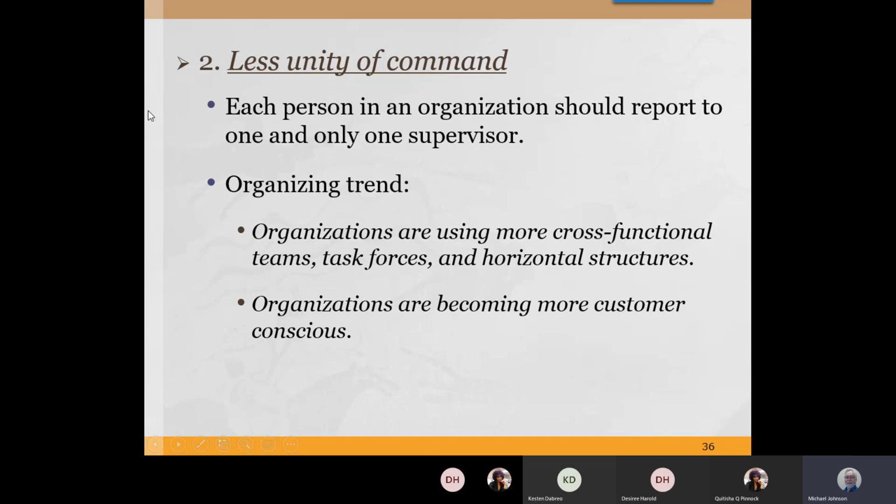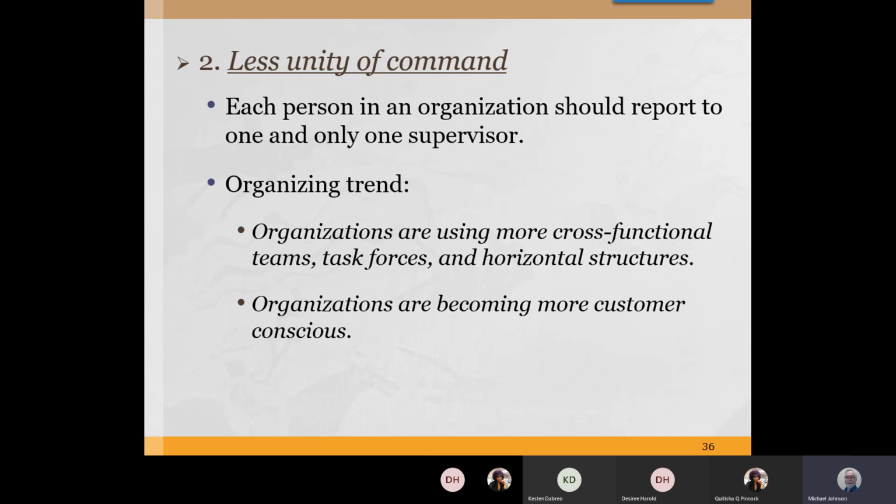Less unity of command is a very interesting concept. Each person in an organization should report to only one person, not 2, not 3, not 5, but 1, just one person. So organizations are using more cross-functional teams. Well, we talked about that a little bit earlier. The teams are something that is going to broaden even more so as time goes on. But the paradox here is that organizations still need to have a single point of reporting so that you know exactly who your manager actually is. Even within a team environment, you have to be aware of that.